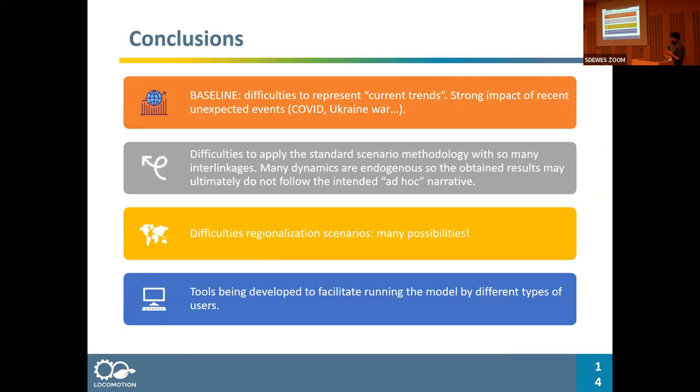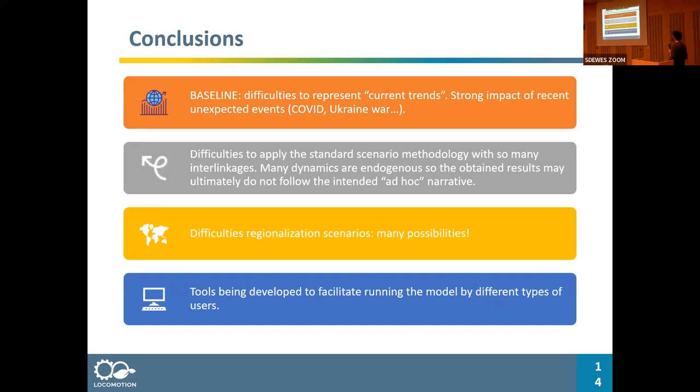Okay, so in terms of conclusions, some takeaways from our work. First thing maybe is the baseline. The baseline is the reference scenario, but the difficulty of having a very good baseline shouldn't be underestimated, because it's very difficult to represent current trends. Current trends are not objective, they are subjective also, no? And also during the lifetime of our project, we had COVID and we had the Ukraine war. So what are current trends?